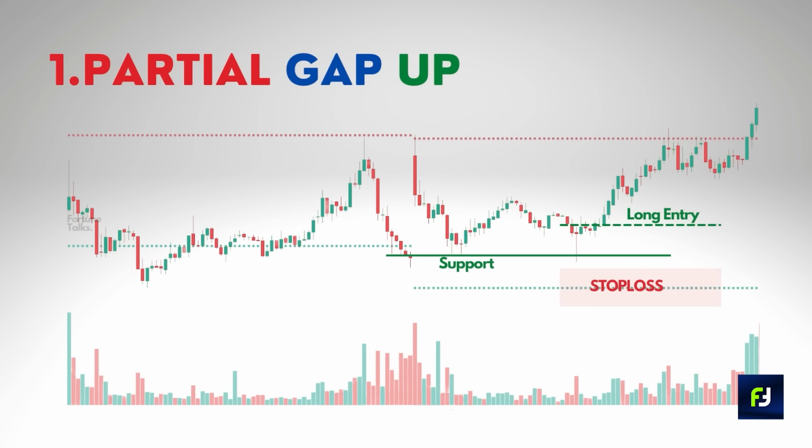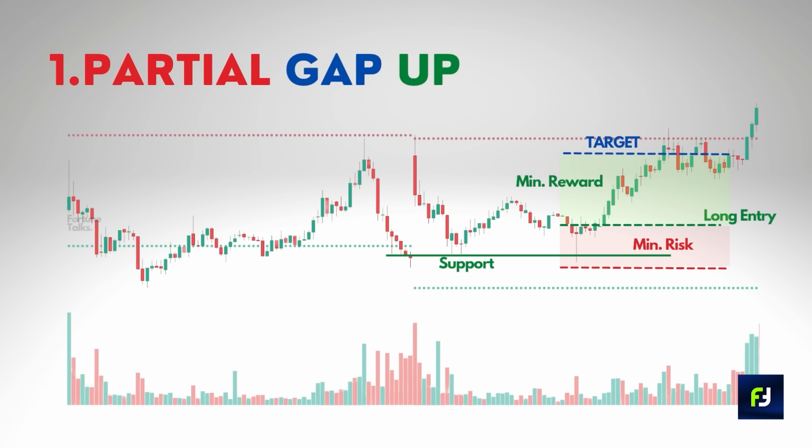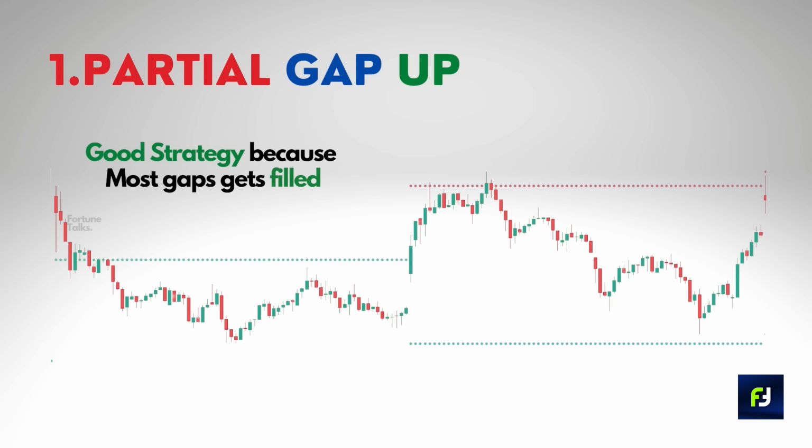We can place the stop loss just below the gap zone and we can fix a reward to risk of at least 1.5:1, or you can even keep the target as the previous day high level. So the benefit of using this strategy is that gaps fill 90% of the time. So this is a popular trading strategy.